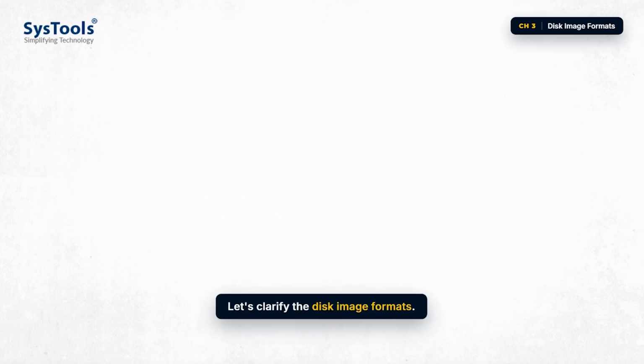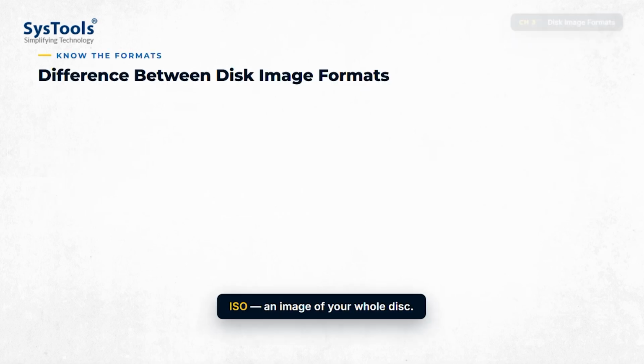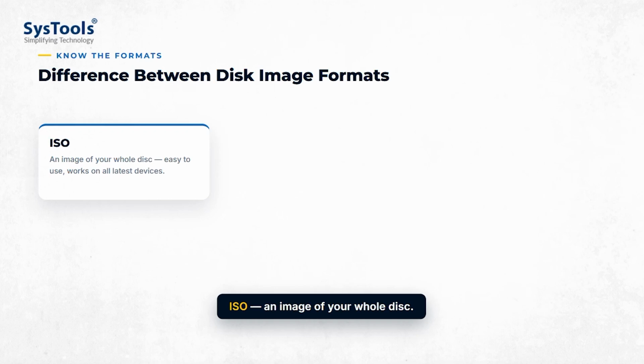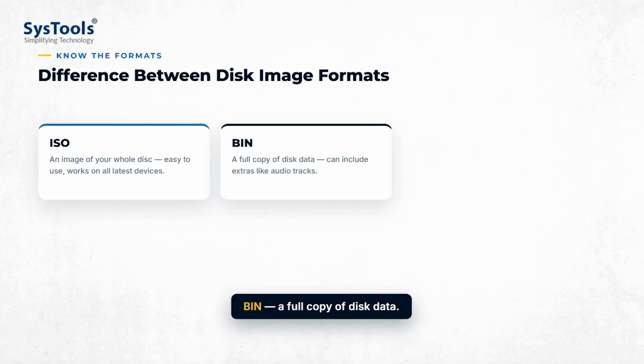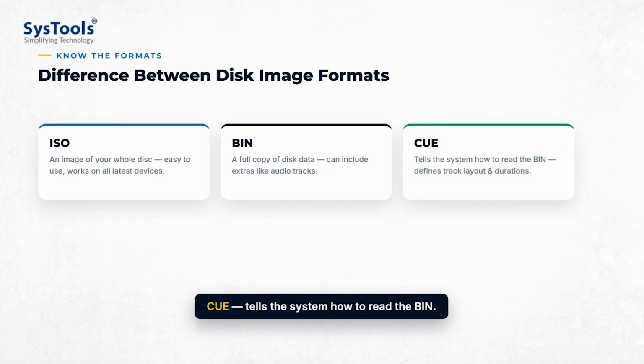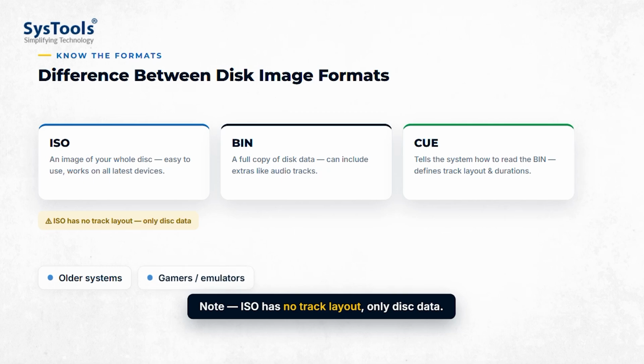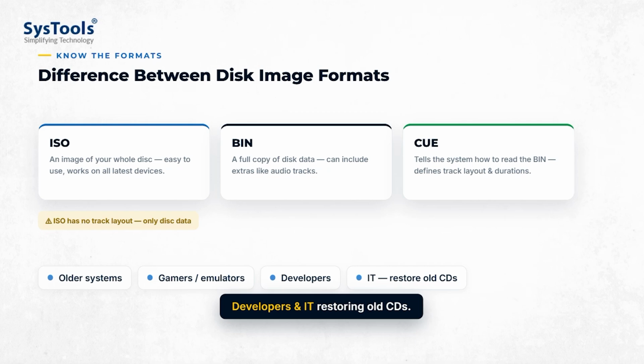Let's clarify the formats. An ISO is an image file of your whole disk, easy to use, and works with all latest devices. A bin is a full copy of disk data, and can contain extra details like audio tracks. And the Q file tells the system how to interpret the bin. Because the bin won't work without the Q, it defines the track layout and durations. Note, ISO files don't contain track layout information, only the disk data.